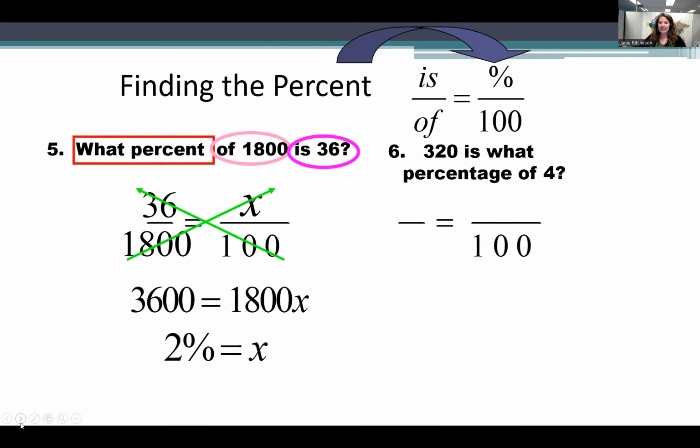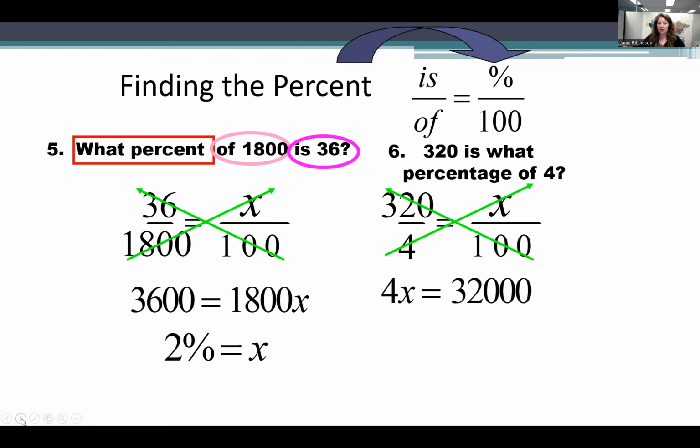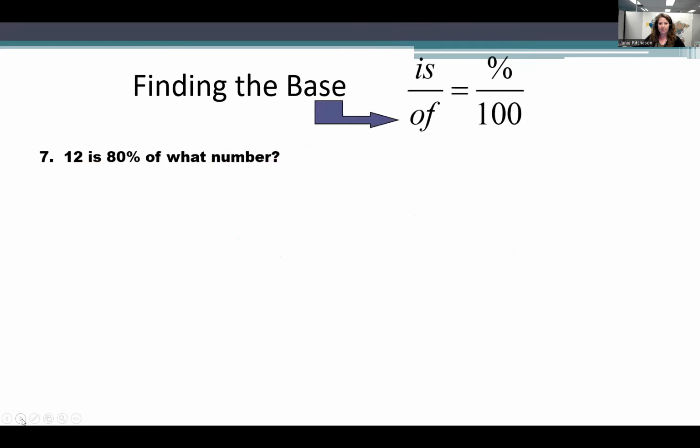You guys try number 6, please. All right, our "is" is 320. We're missing our percent. What percent is it? The "of" is 4. Once again, our whole is much smaller than our part, so our answer is going to be much bigger than 100. Just use the formula. It tells you exactly what to do. So we're going to cross multiply: 4x equals 32,000. We divide both sides by 4. We get 8,000%. That's a big number, right?